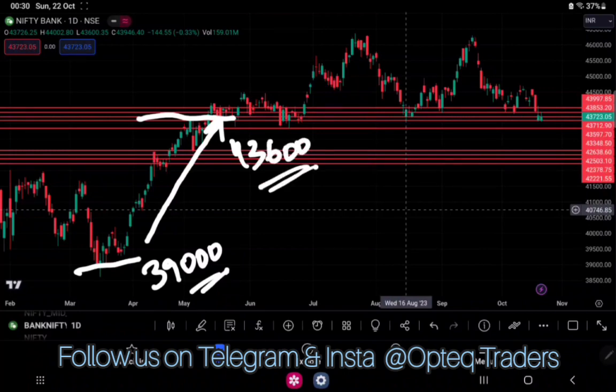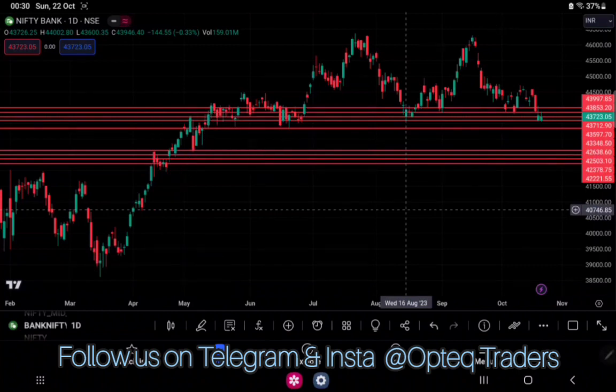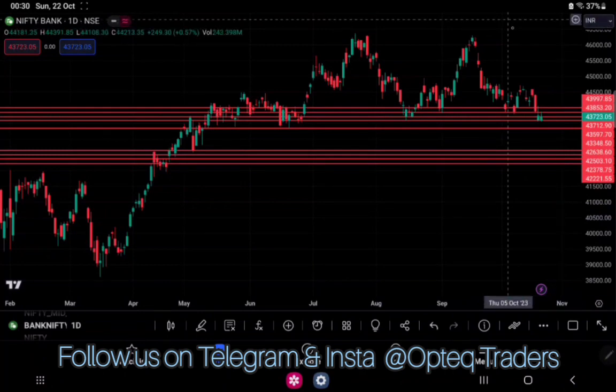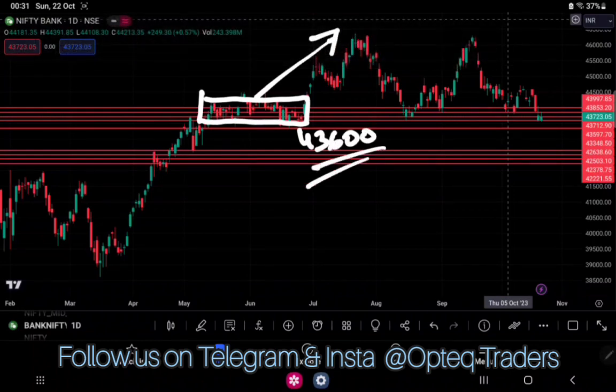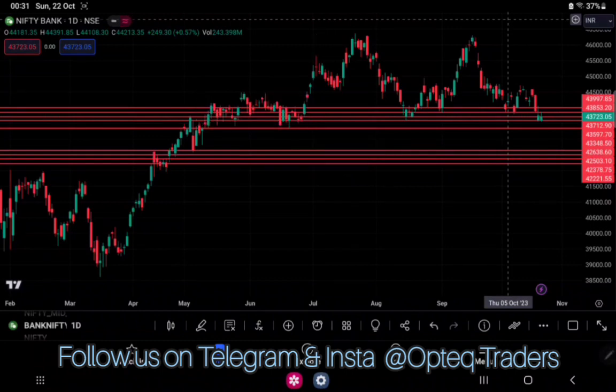So our analysis is completely based on past history. Okay, we do not talk about any magical levels. These are only levels based on past history, and it works magically, trust me. So this is the zone which it consolidated before giving a good bull run. So in this zone, if you see, the bottom was always 43,600. So 43,600 is actually a major support level, which is not to be discounted.